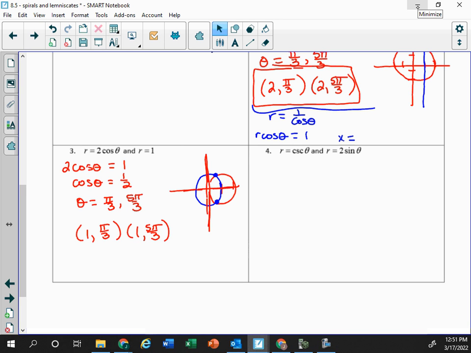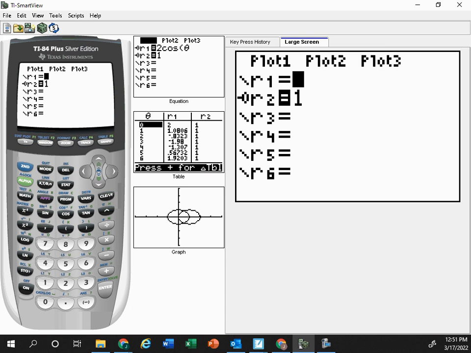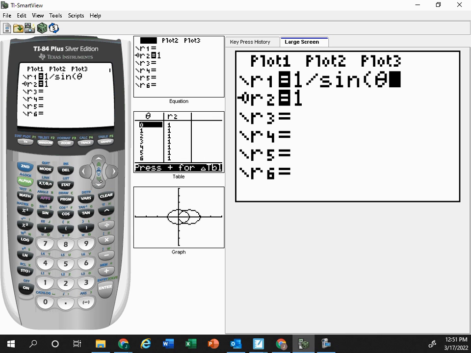Try number 4 for me. Is there ever a situation where the two graphs overlap more than the number of intersection points that they're on? So I don't want to say never, but, well, okay, kind of. Let me show you what this next graph looks like, and then you tell me how many answers you think you should have. So cosecant would be 1 over sine. And then 2 sine theta.